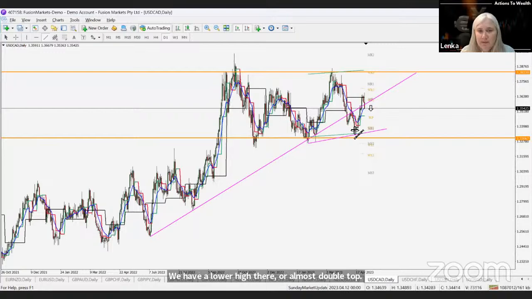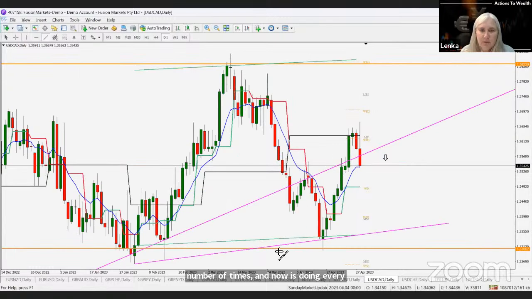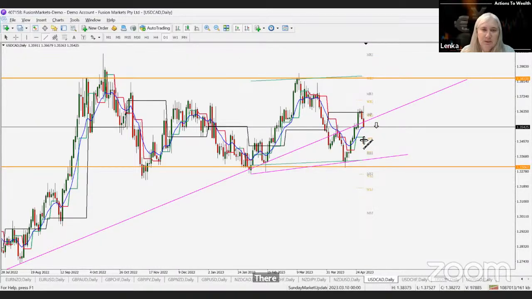Now price came below on the daily, closed a number of times, and now is doing a retest. On the daily, we also have interesting price action there, which is a high test bar and an engulfing bar. So that also would suggest further push to the downside there. So looking at short opportunities, at least to this level at the bottom.